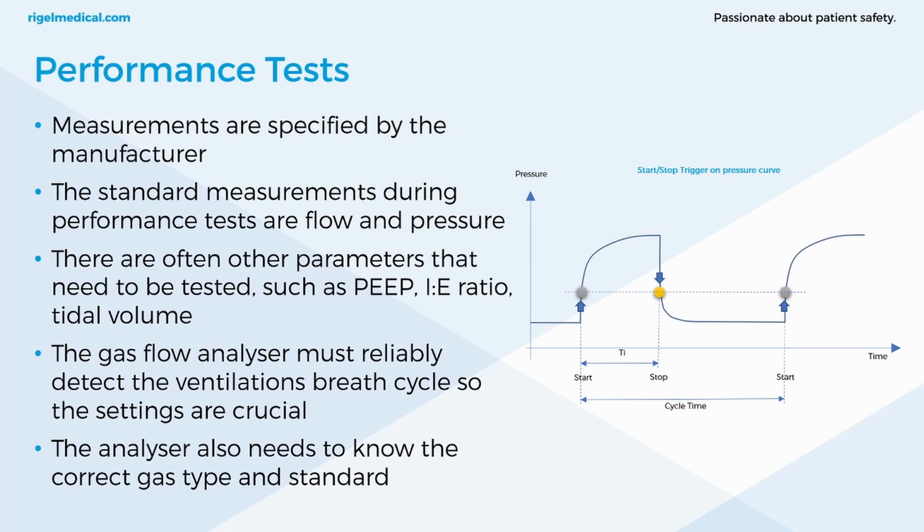Okay, so measurements are specified by the manufacturer. Standard measurements during performance tests are flow and pressure. There are often other parameters that need to be tested, such as PEEP, IE ratio, and tidal volume. The gas flow analyzer must reliably detect the ventilator's breath cycle, so the settings are crucial. The analyzer also needs to know the gas type and standard. I'll come onto that in the next few slides.